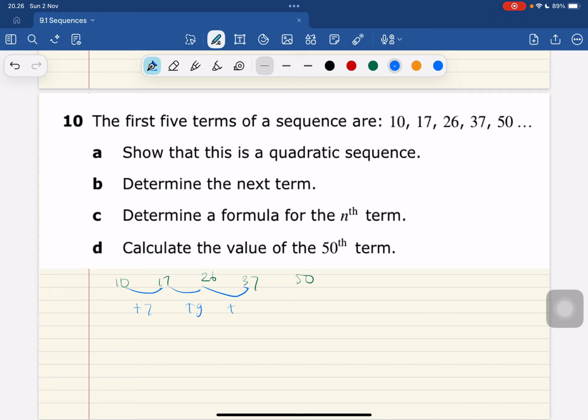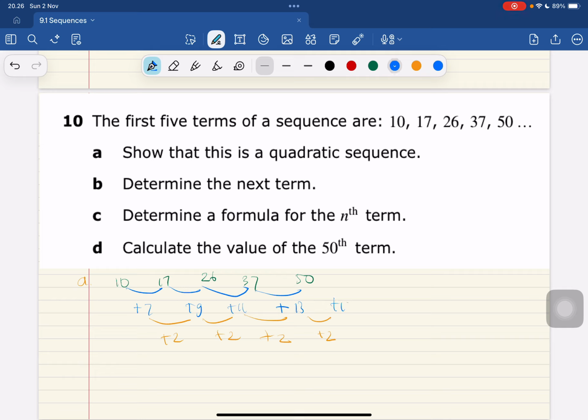Plus by 11. After 11 we will plus by 13. Okay, we got the second difference. So this is plus 2, and then plus 2. So this is, we show it, this is a quadratic formula. B, determine the next term. So after 50, so this is plus 2.